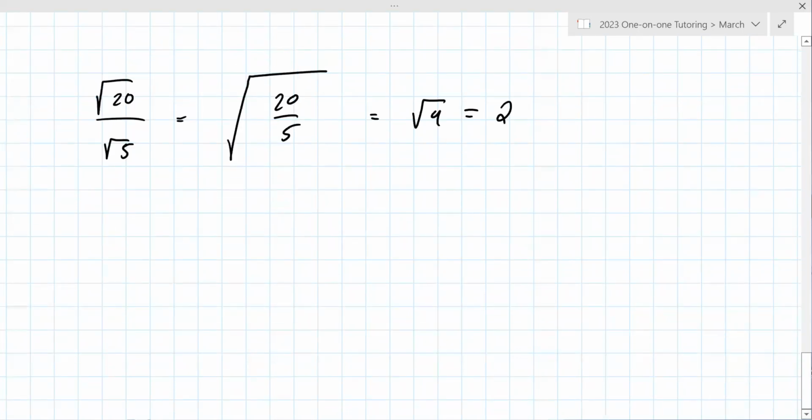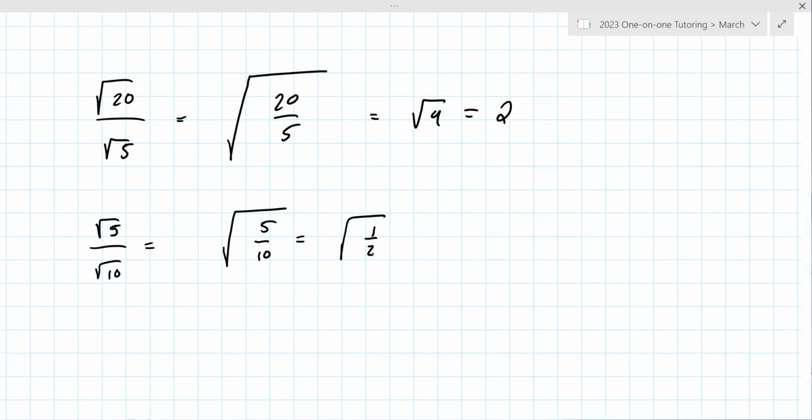So let's try another one here together. Let's say it's the square root of 5 over the square root of 10. This is the square root of 5 divided by 10, which is the square root of 1/2. Now, is this better or is this worse? Or maybe indifferent, I guess. What do you mean? Well, I guess I'm trying to get you to see, do you like what we had here, or do you like this better? Which do you, the new one or the old one? I'm sorry. The new one.